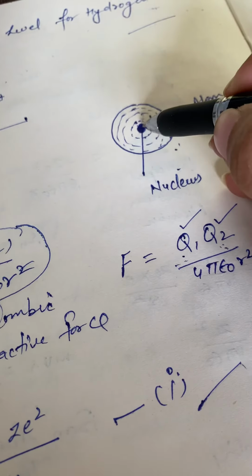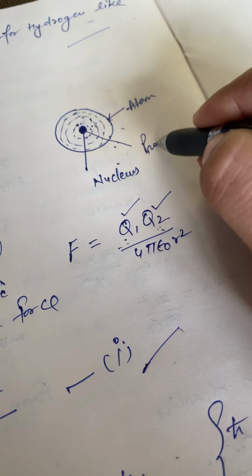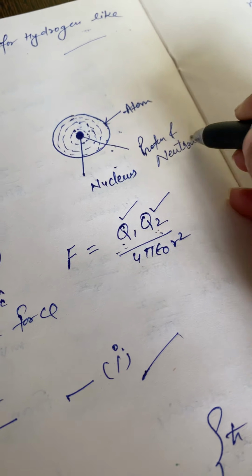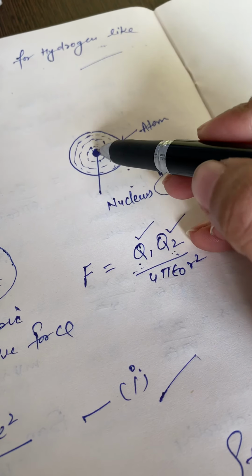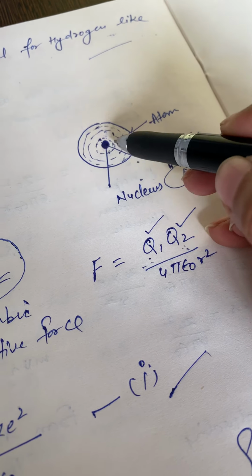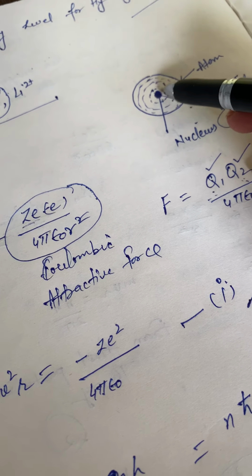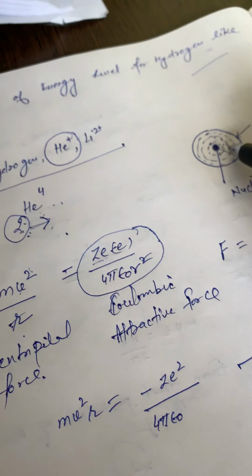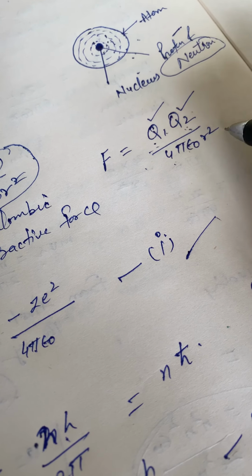The nucleus is positively charged because inside the nucleus there are protons and neutrons. Neutrons are uncharged particles, whereas protons are positively charged. It means the overall charge on this nucleus is positive, and electrons are revolving around this nucleus. So there is a Coulombic attractive force between the nucleus and the revolving electrons, that is equal to F is equal to Q1 Q2 divided by 4 pi epsilon naught r square.